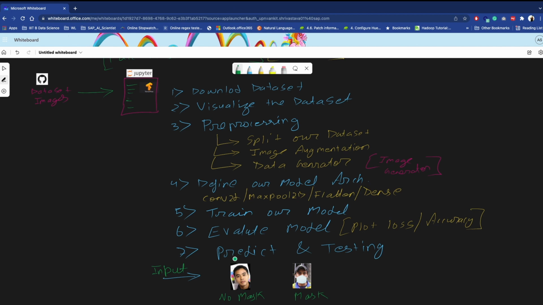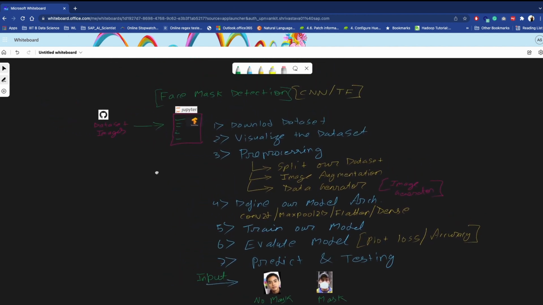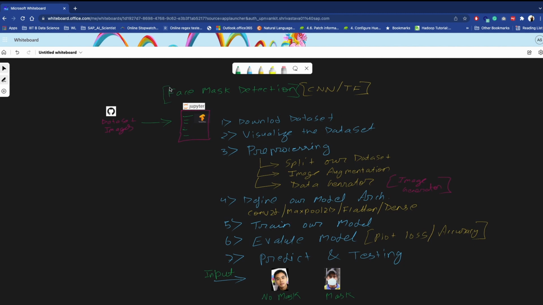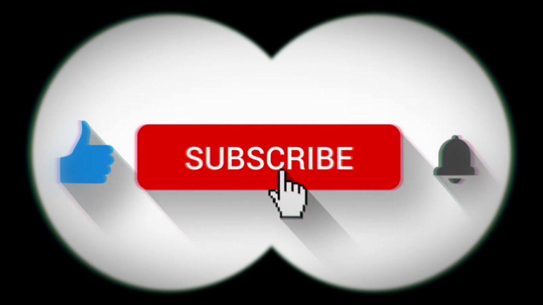Okay, so now we have seen all the steps we are going to cover inside our Jupyter notebook. We have this use case, face mask detection, and we're going to see all these steps in detail. Right now I have just pointed them out so you can at least get an idea of what we are going to see inside our Jupyter notebook. Okay, then let's move to our next video. There we will see the actual code.